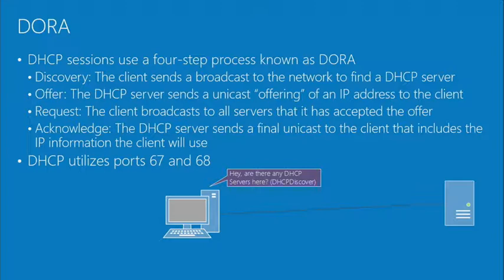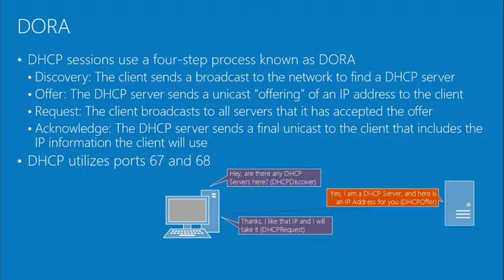Typically not routable. So a server on the same subnet would say, "Hey, I'm a DHCP server. Here's an IP address for you." Now, it's possible that this client may receive multiple addresses back from multiple DHCP servers. So that's the DHCP offer. The client then selects an address and says, "Thanks, I would like to use that DHCP address."